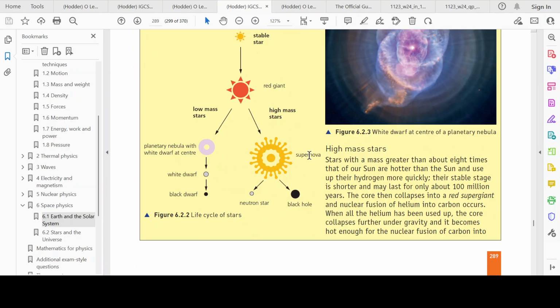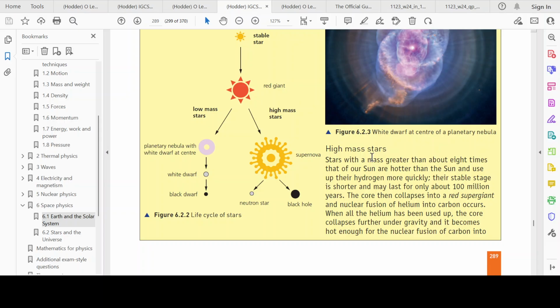Then we have high mass stars, stars with a mass greater than 8 times, so 9 times plus, let's say, that of our own sun. And we've seen how big the sun is, we know the mass. They are hotter than the sun and use up their hydrogen more quickly. Their stable stage is shorter and may last for only about 100 million years. Only. The core then collapses into a red supergiant.